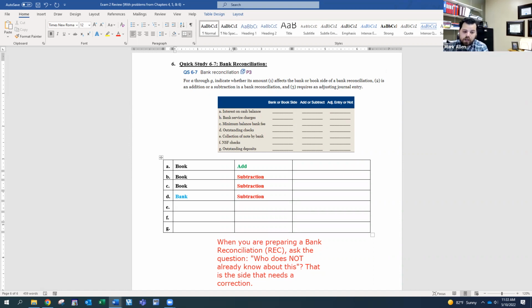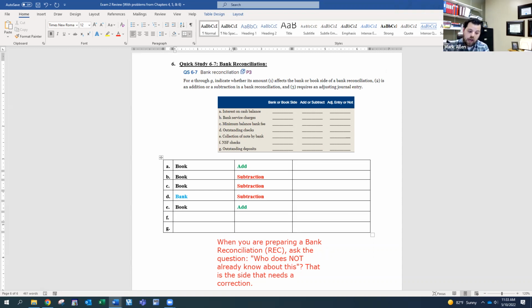Now, letter E, collection of note by the bank. Someone paid the bank on our behalf. Does the bank know they collected that money? Yes. Who doesn't know? The book. The book does not know, so the book will make an adjustment, and we will add that to our book balance.